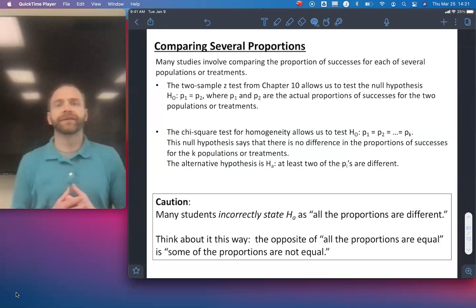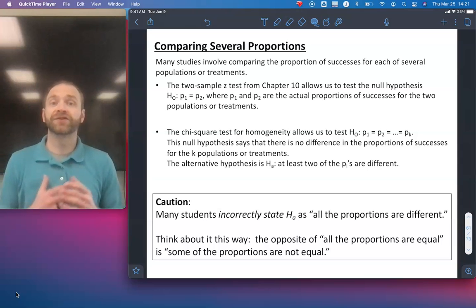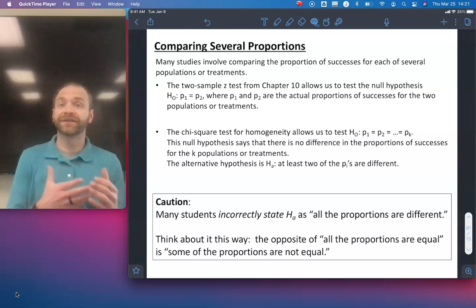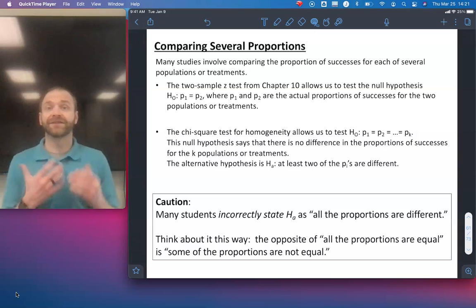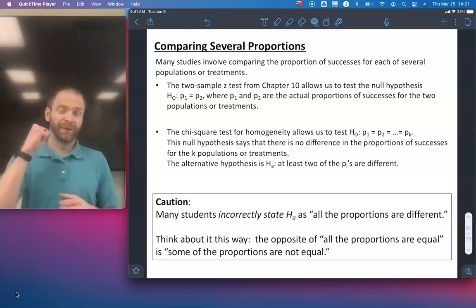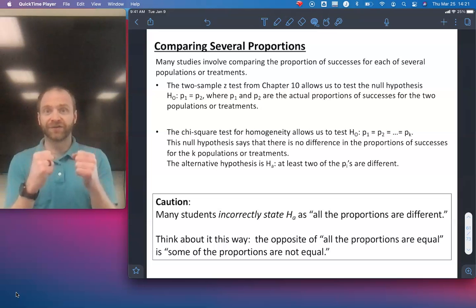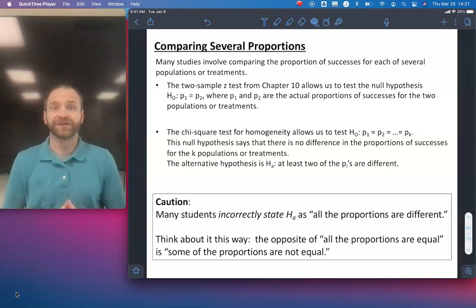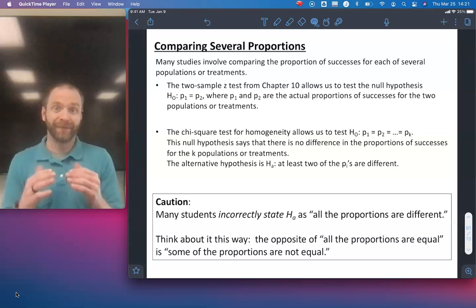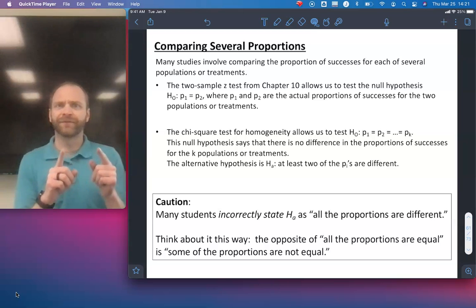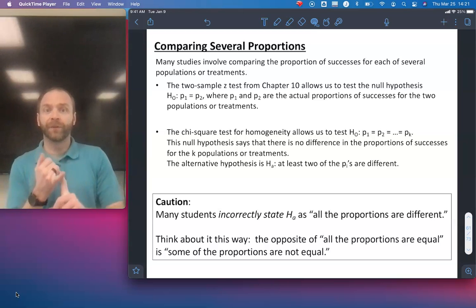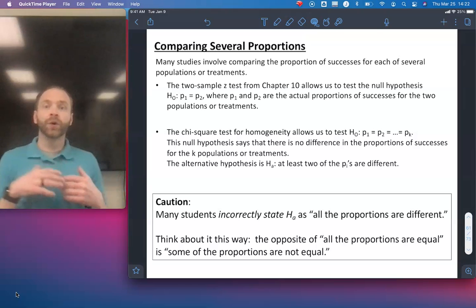Some things to be careful with: many studies do involve comparing the proportion of successes for each of several populations or treatments. And in Chapter 10, we looked at two sample z-tests that allowed us to test the null hypothesis that population proportion 1 equals population proportion 2, where those are the actual proportions of successes for the two populations or treatments. Now, a chi-square test for homogeneity allows us to do it for more than 2. We can do it for P1 equals P2 equals P3 equals P4, up to PK.